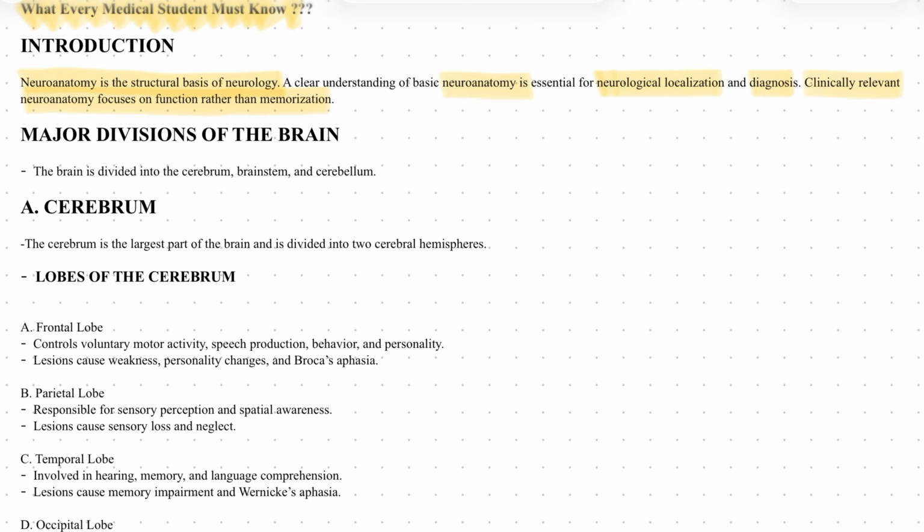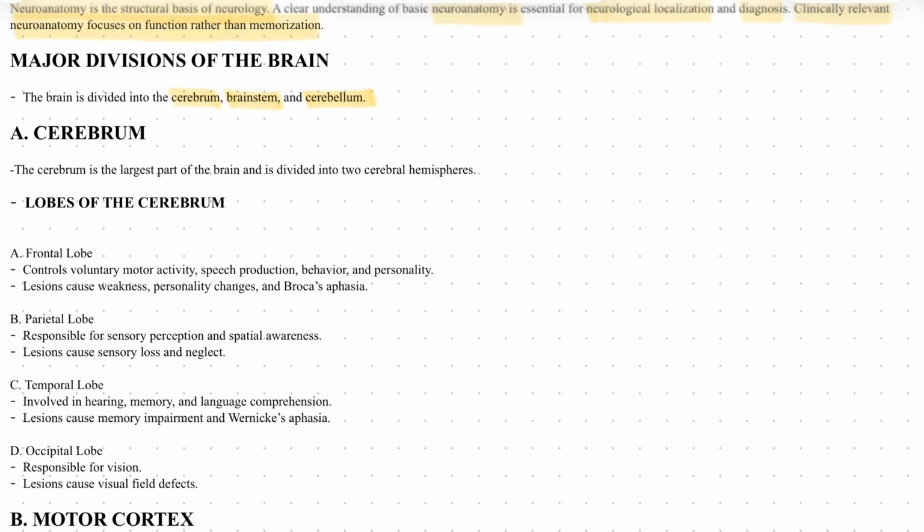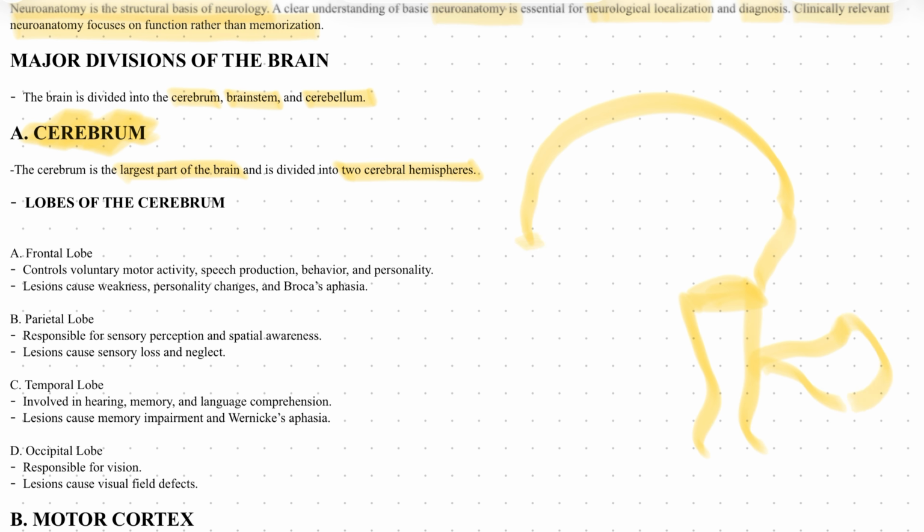We divide the brain into cerebellum, brainstem and cerebrum. First we have the cerebrum, the largest part of the brain, divided into two hemispheres. This is your brain, which continues as the brainstem, and from the brainstem we have one extension called the cerebellum. I'm not a good diagram drawer, but I think it's understood.